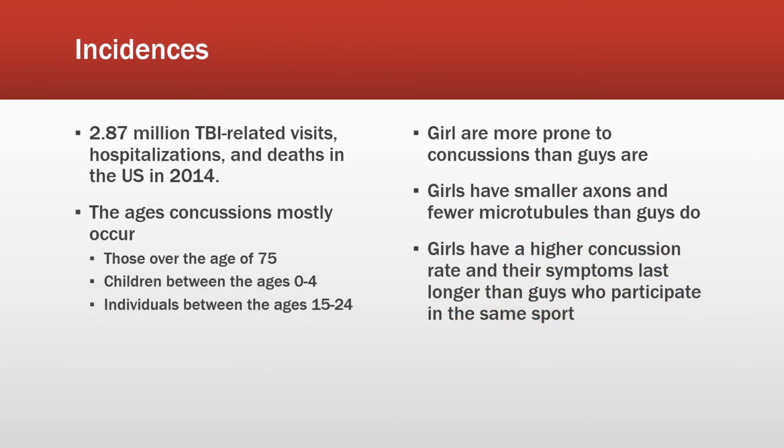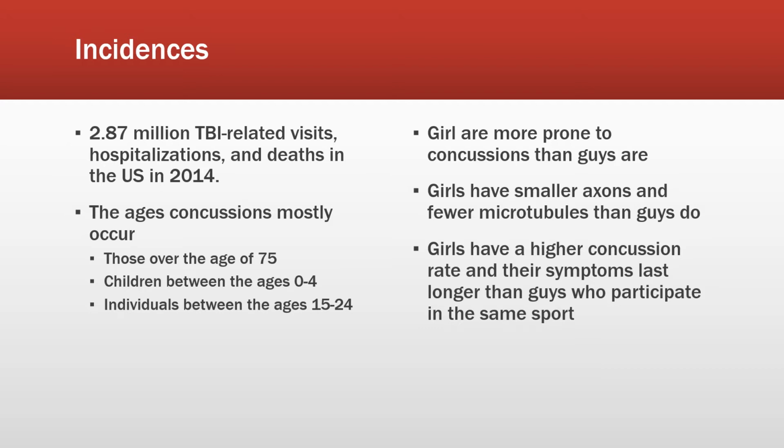Incidences. 2.87 million traumatic brain injury related visits, hospitalizations, and deaths just in the US alone happened in 2014. Concussions mostly occur for those over the age of 75. Like I said, as you get older you can have a misstep because your balance is not as good as when you were younger, so there's a chance of falling and hitting your head.